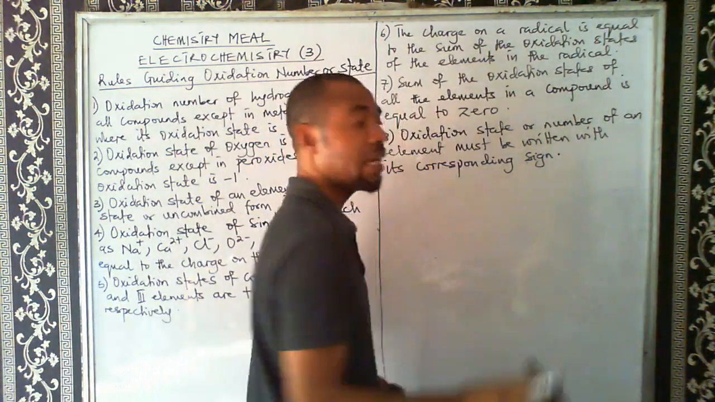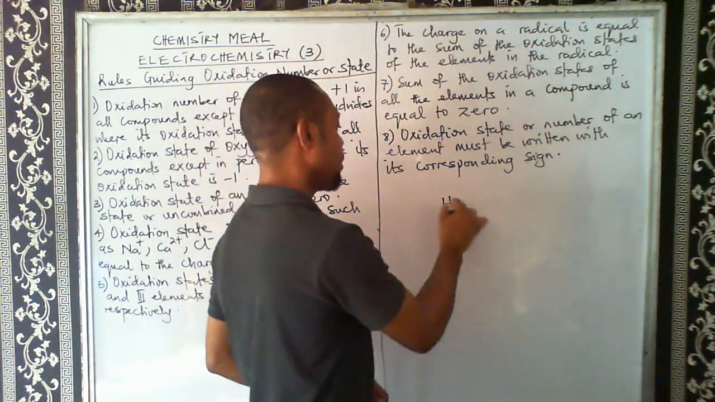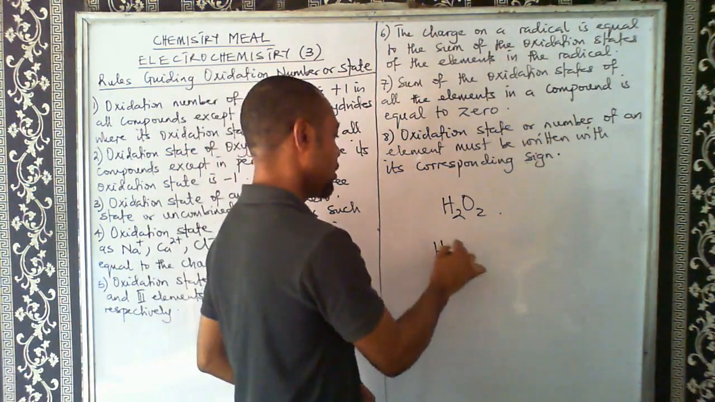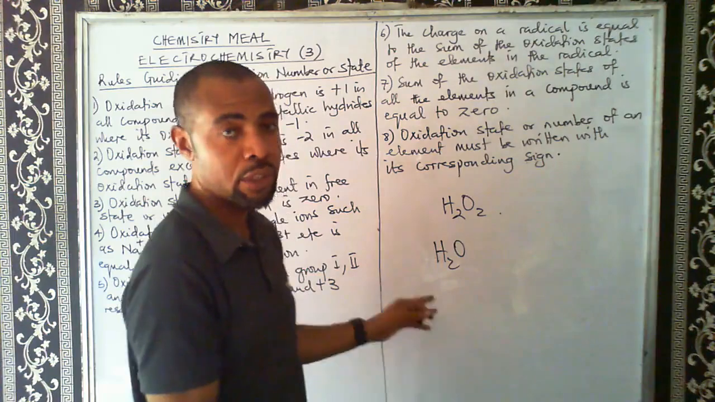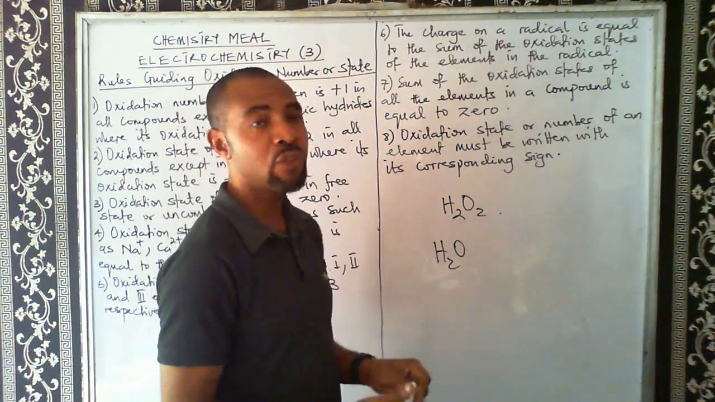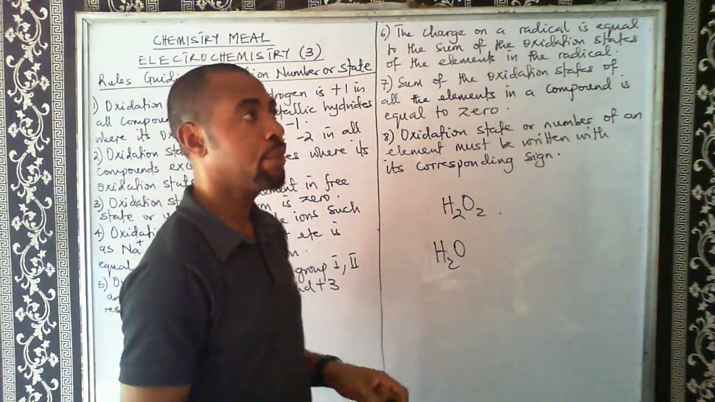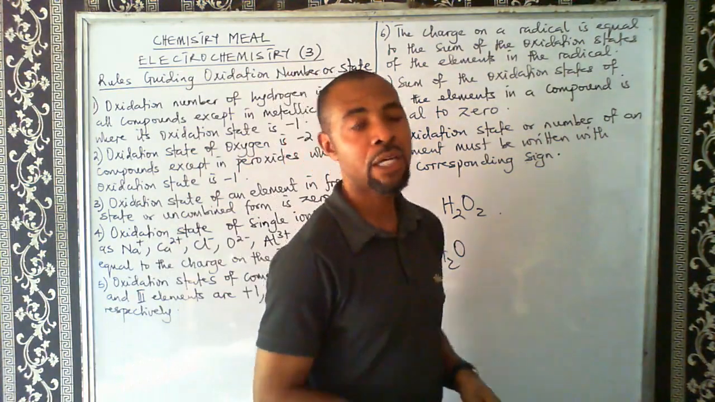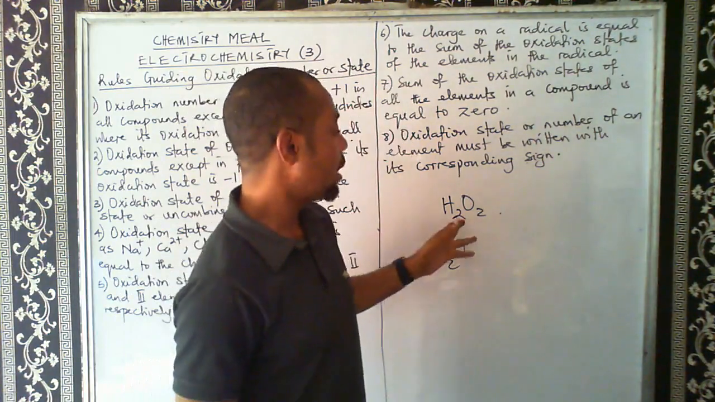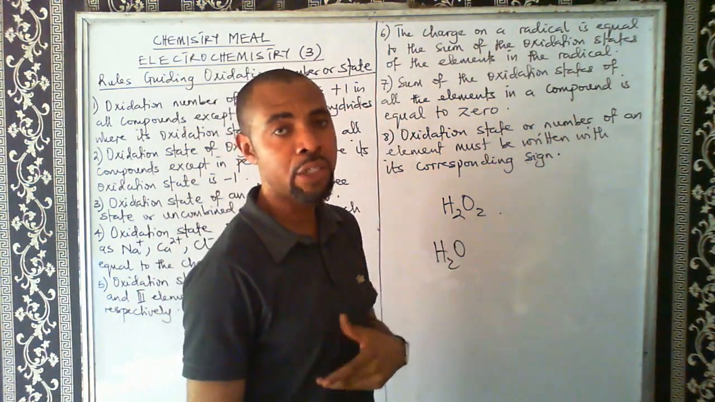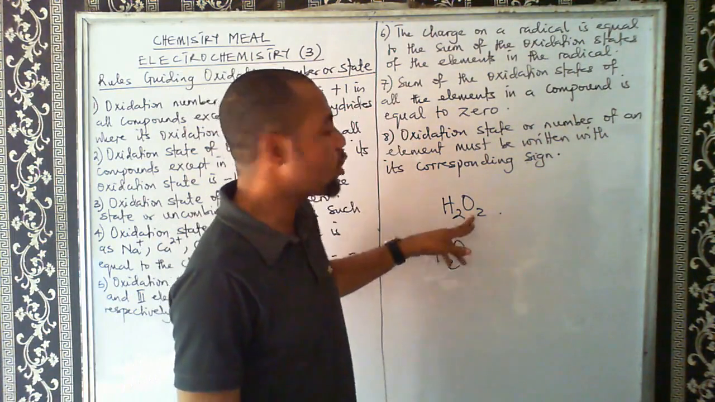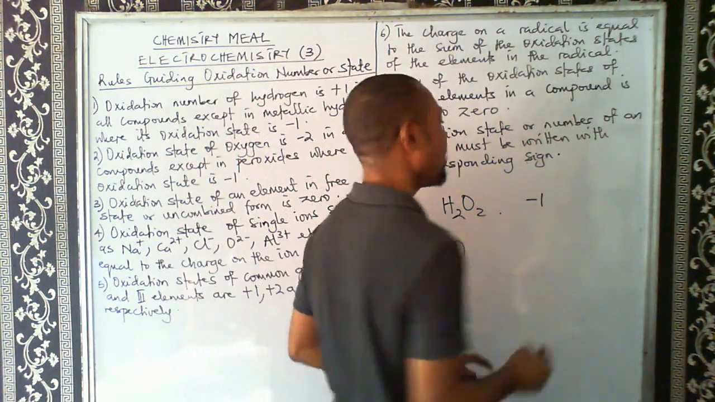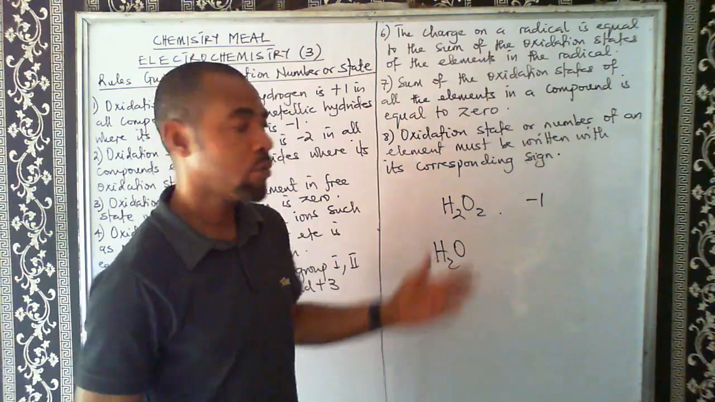The commonest is hydrogen peroxide. This hydrogen peroxide, you remember that water is this. So this is not peroxide, this is water. So water is this. So this is hydrogen peroxide. And in hydrogen peroxide, there is a single bond between the oxygen atoms. So in such compounds, that's peroxide, the oxidation state of oxygen will be -1. Yeah, it will be -1.